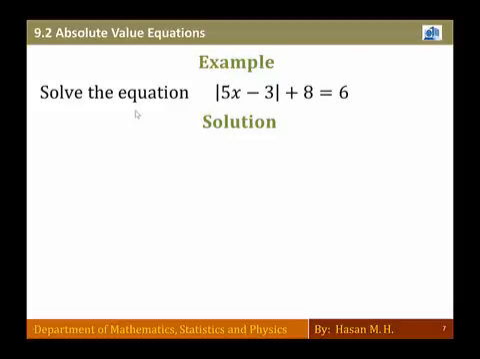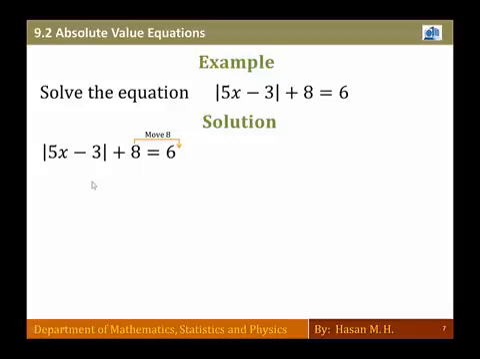Example: solve the equation absolute value of 5x minus 3 plus 8 equals 6. To solve the equation absolute value of 5x minus 3 plus 8 equals 6, move 8 to the other side of the equals sign.